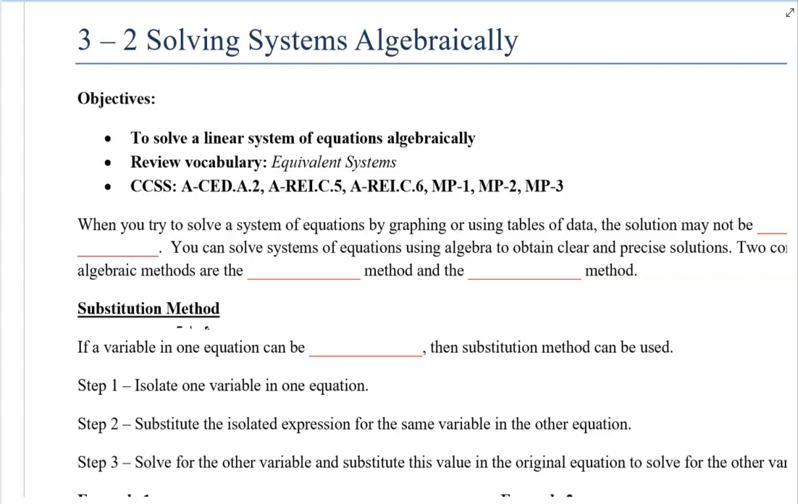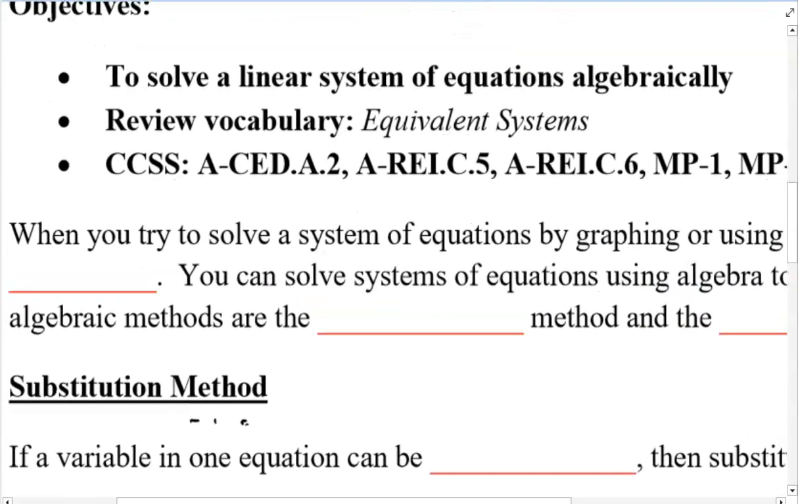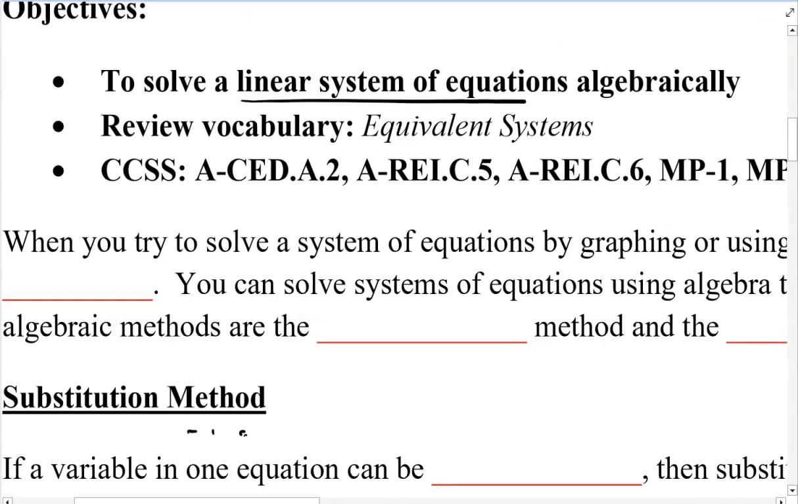In this video, we're going to continue our discussion on Chapter 3. This is Section 2, in which we solve systems of linear equations algebraically. Again, our objective for this video is to solve a linear system of equations using algebra. And the only new vocabulary that we'll introduce is this term called equivalent systems.